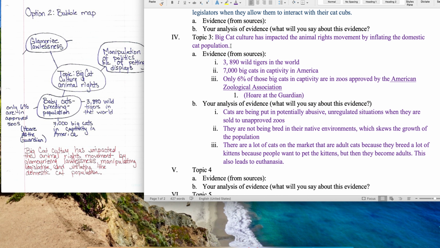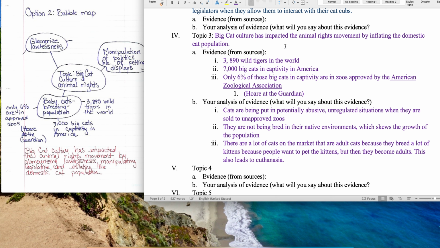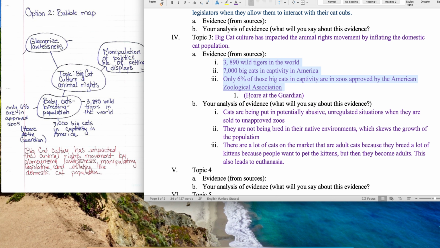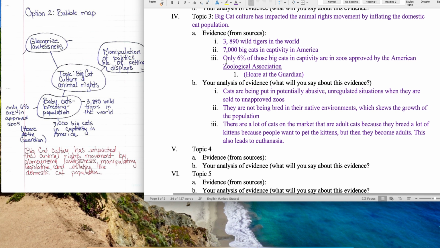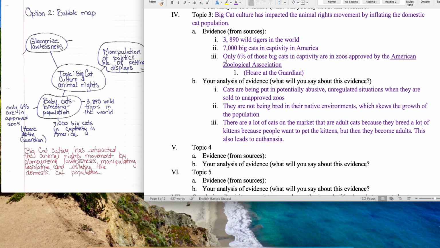For this topic, big cat culture has impacted the animal rights movement by inflating the domestic cat population. I used evidence from this source. The author's last name is Hoare, and the publisher was The Guardian. I just jotted that there so that I can remember what I need to cite when I actually write it. I put the information that there are 3,890 wild tigers in the world. There are 7,000 big cats in captivity in America, and only 6% of those big cats in captivity are in zoos that are approved by, I put, the American Zoological Association.